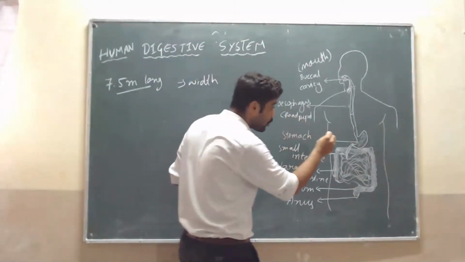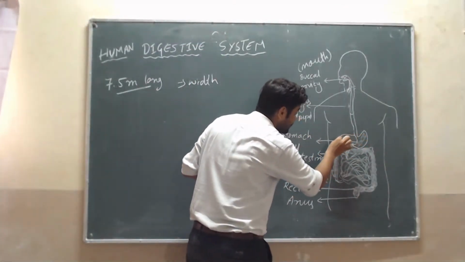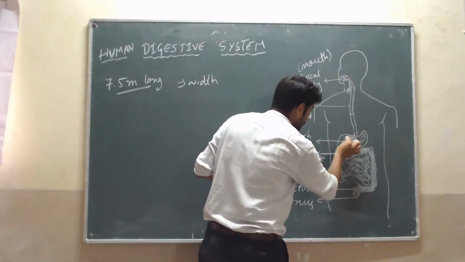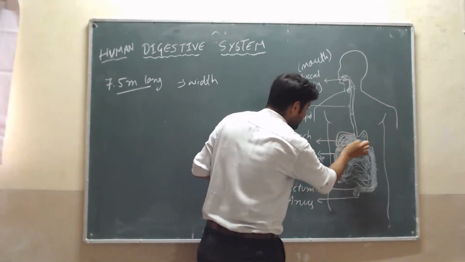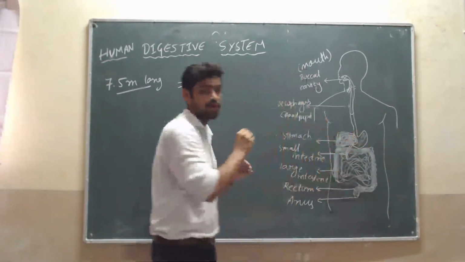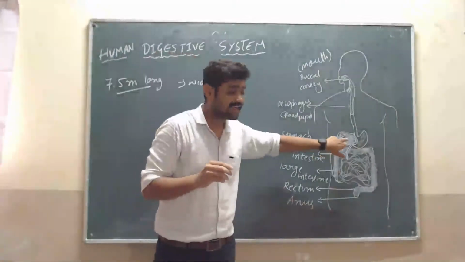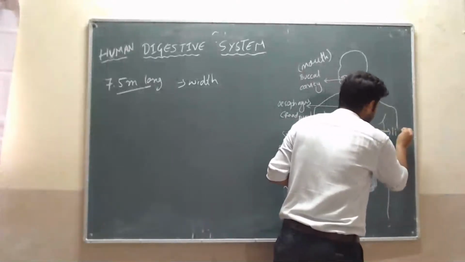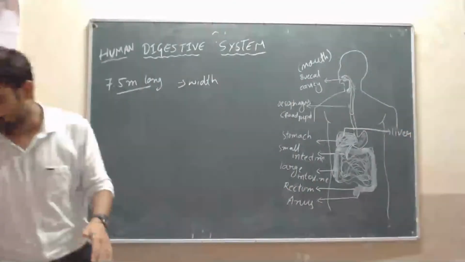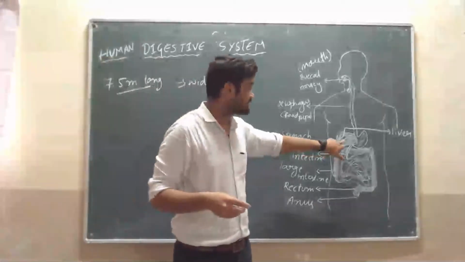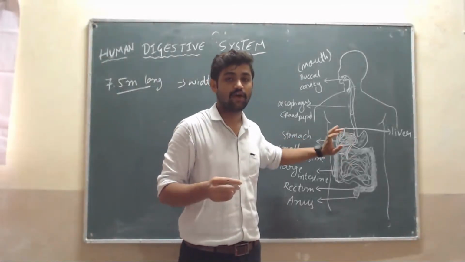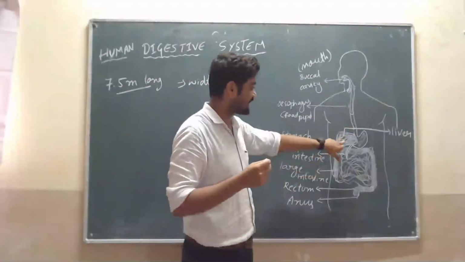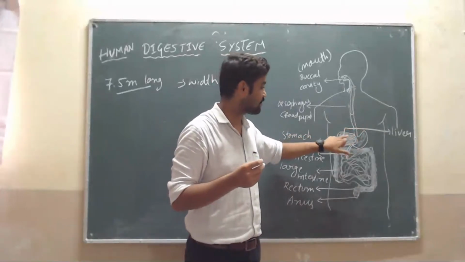Listen carefully. One more organ here is the liver. I think it is the second largest organ in our body. This is the liver, the second largest organ in the human being. The first largest organ is skin, isn't it?